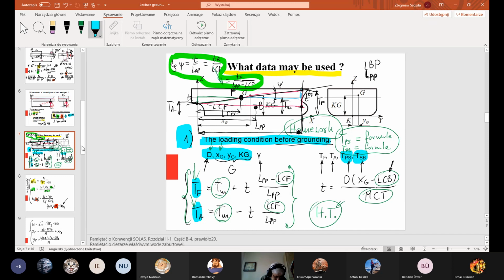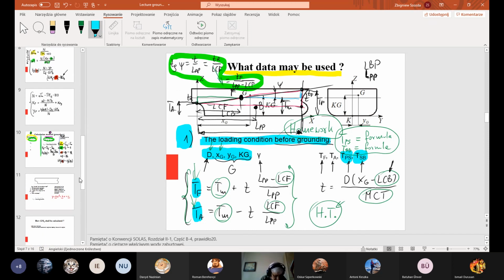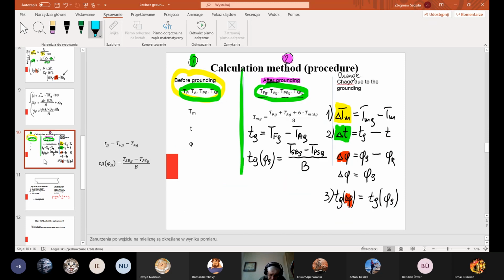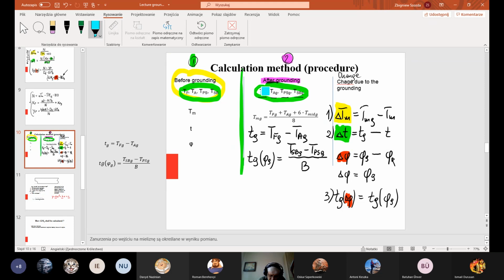Okay, and then we started to consider the second package of data. It means drafts fore, aft, port side and starboard side after grounding.